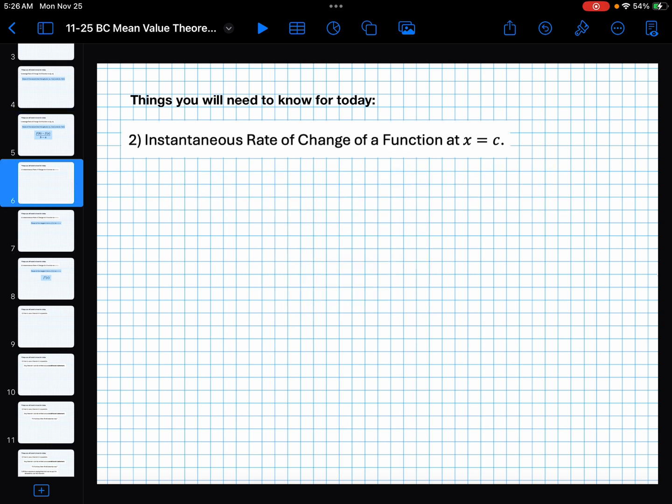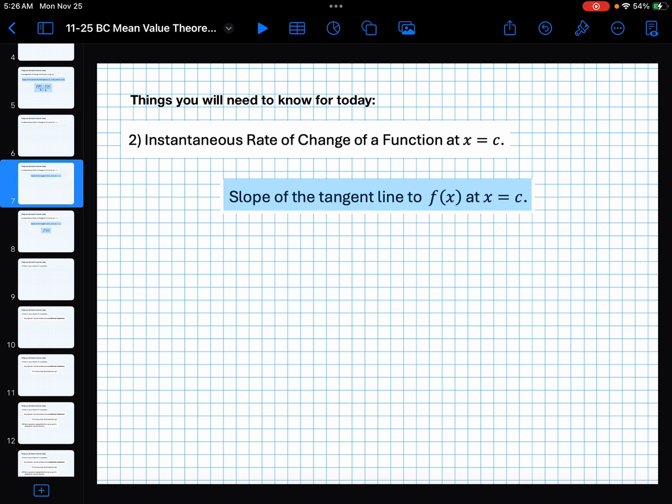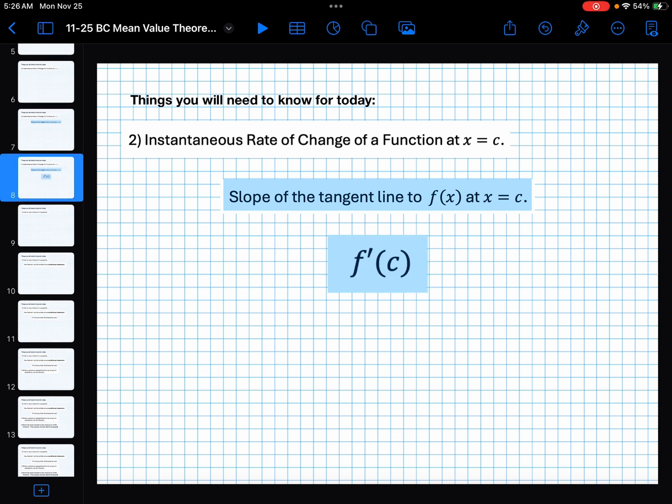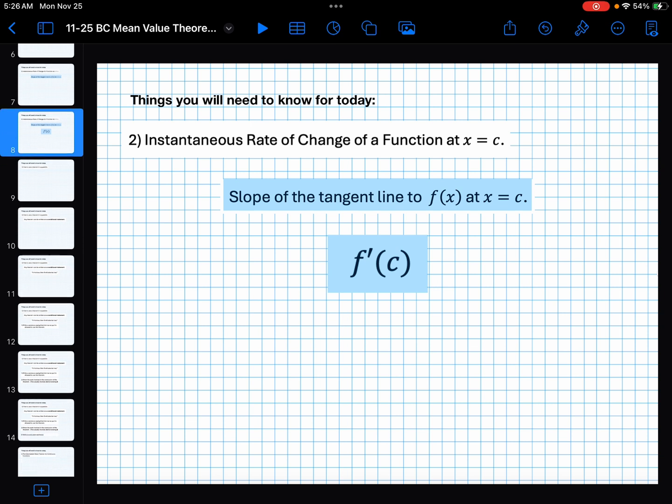As opposed to the instantaneous rate of change at a specific x value, at 1 point, at an instant, that's the slope of the tangent line to f(x) at that point. And you should know very well already at this stage of the game that the slope of the tangent line in calculus is the derivative. So this is f prime of c. Those two things, average rate of change and instantaneous rate of change, are absolutely necessary for you to understand the mean value theorem for derivatives.